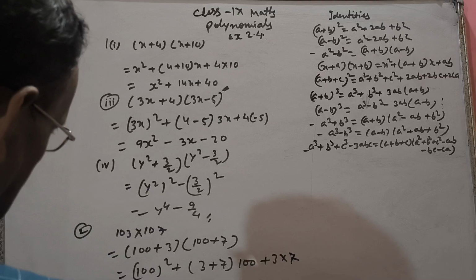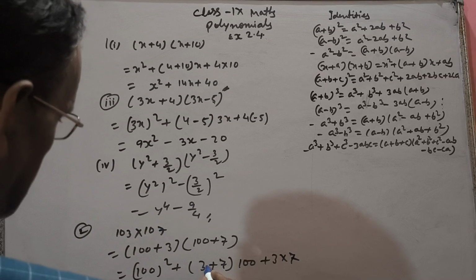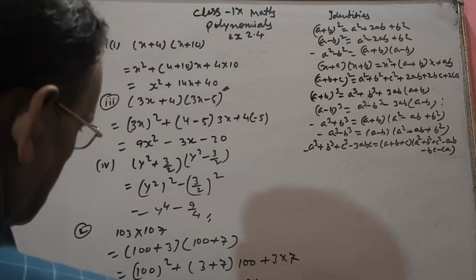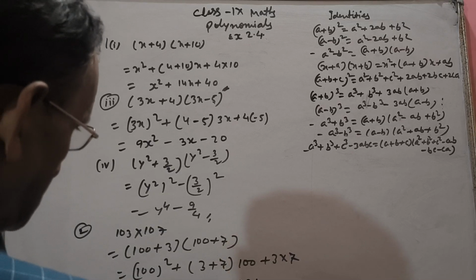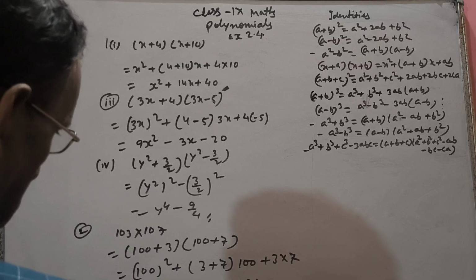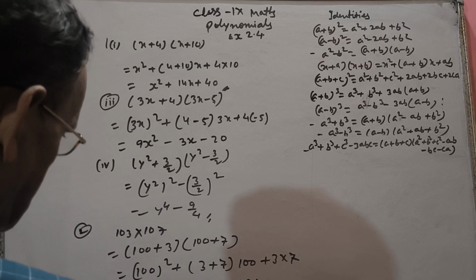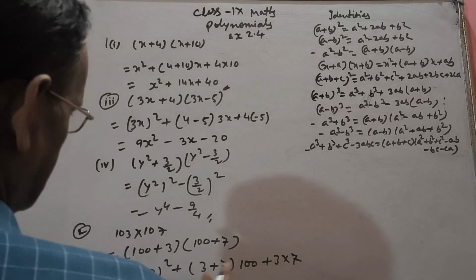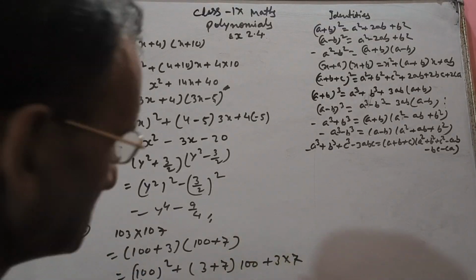This is 100 squared, 10000, I will get. 7 plus 3 is 10, into 100 is 1000, plus 21. Then multiply and then we will add. Here 21, you will get 21 only. This is 10000 plus 1000 plus 21, 11021. This is the answer using the identity. Okay.